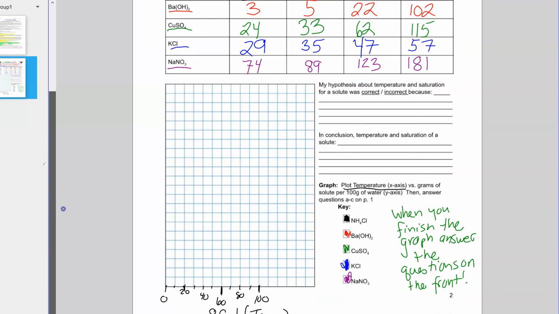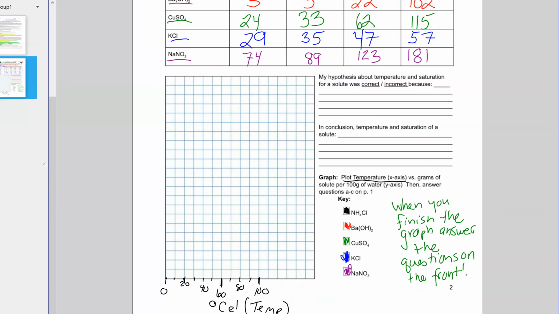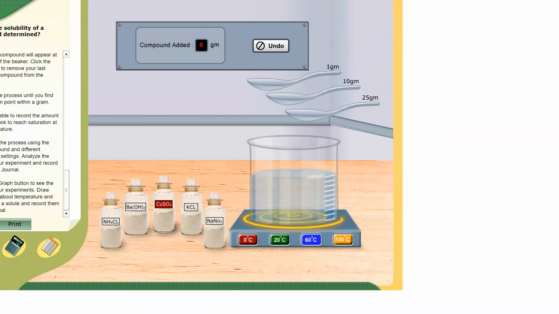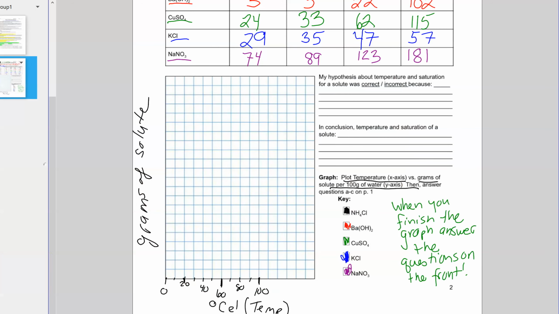And then on the y-axis, we need to plot the solute per 100 grams of water. So grams of solute. So let's label that grams of solute per 100 grams of water. That's just telling you that we were using this one same volume of water. 100 mils, think back chapter 1 and chapter 2, that is 100 cubic centimeters. That's 100 grams of water. Okay, so what do we do about the scale on this axis?